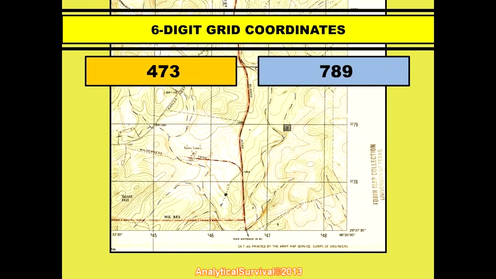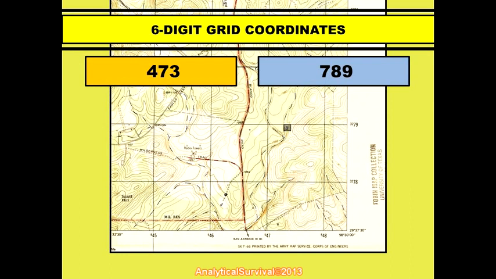Now we know that this grid coordinate has something to do with this pond here. By the way, this is a 1965 1 to 25,000 map of Camp Bullis, Texas. Some veterans watching this might have even been on this very spot. Okay, so that's a 6-digit grid coordinate.